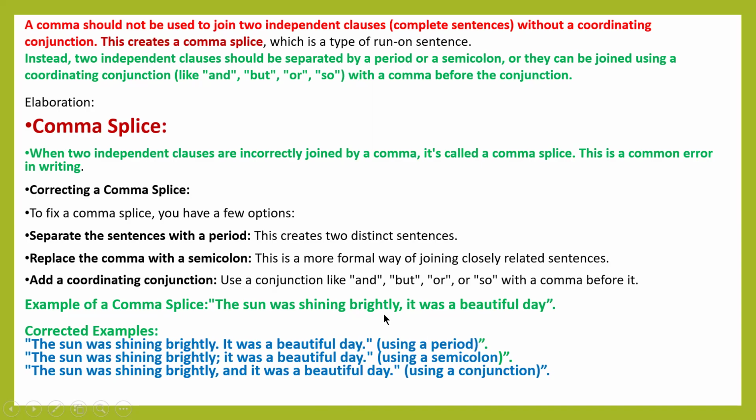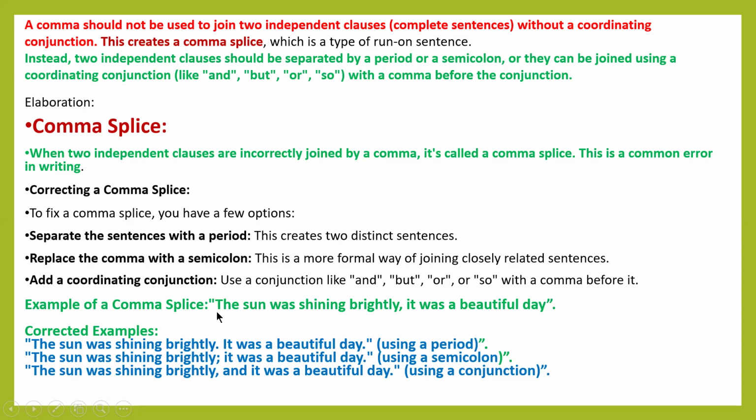We can use this comma. The sun was shining brightly, it was a beautiful day. In this example, the first sentence is an independent clause, and the second one is also an independent clause. So we have used a period: the sun was shining brightly, period, it was a beautiful day. In the middle, we can use a semicolon. Now, the sun was shining brightly and it was a beautiful day, using a conjunction.